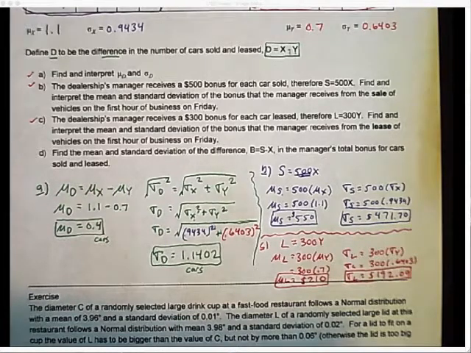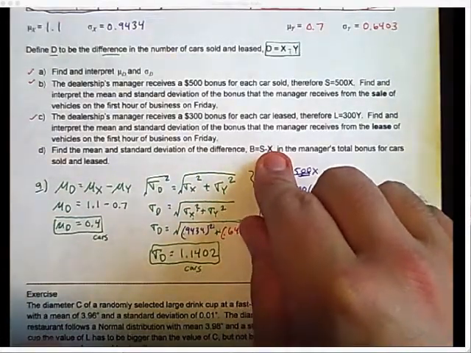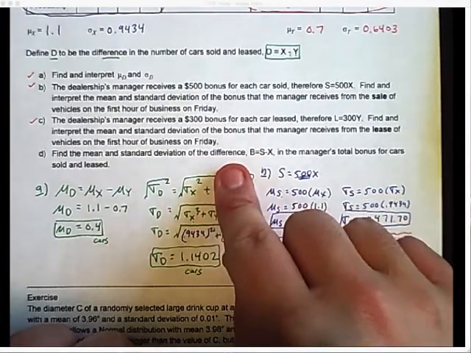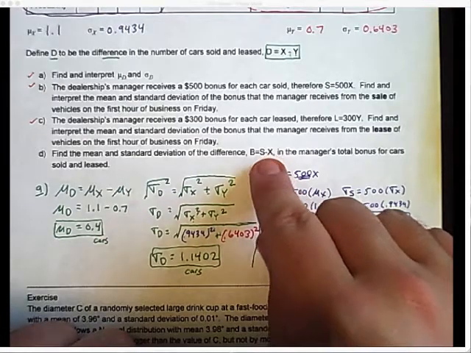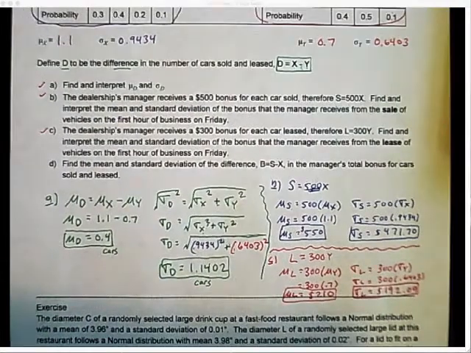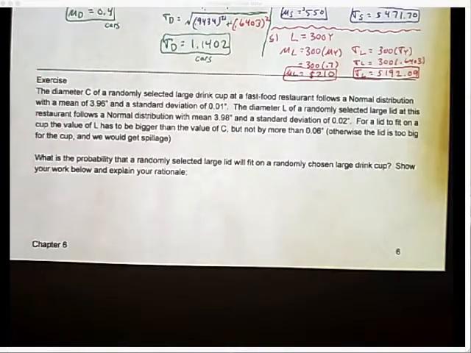Now it's asking me, find the mean and the standard deviation of the difference in the bonus amounts from selling and from leasing. So how are we going to do that? I'm actually going to do that on another sheet of paper.